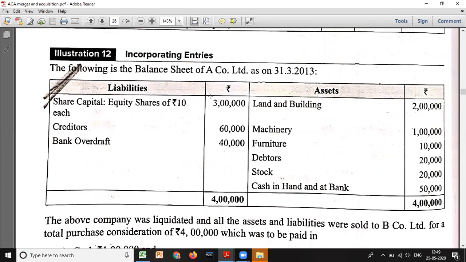So they have not given the number of shares. How to calculate the number of shares? 3 lakh divided by 10. If you do, you will get 30,000.